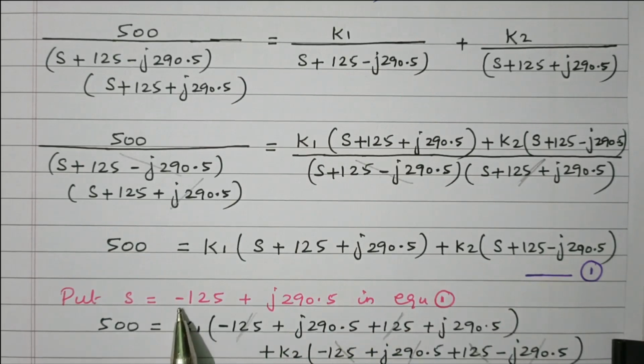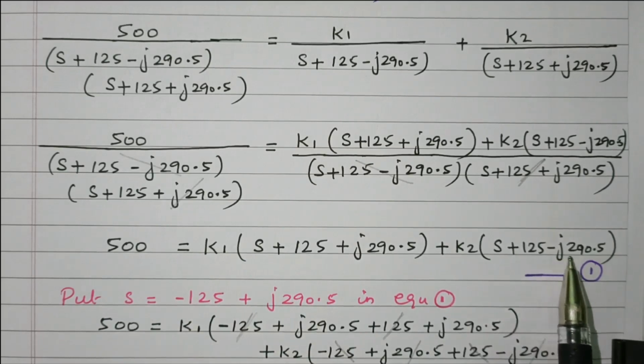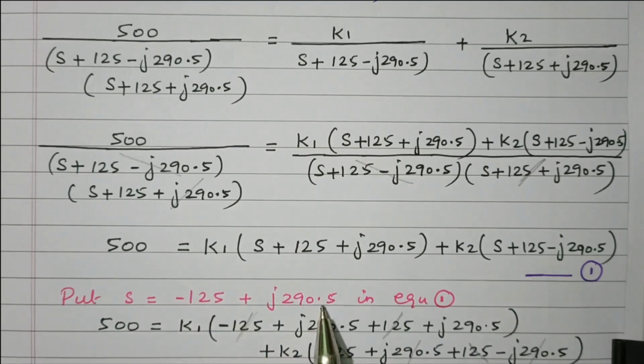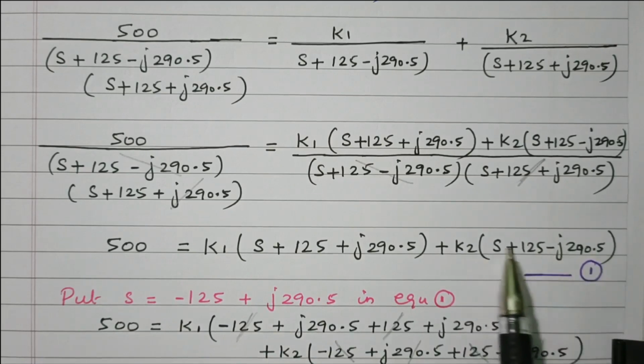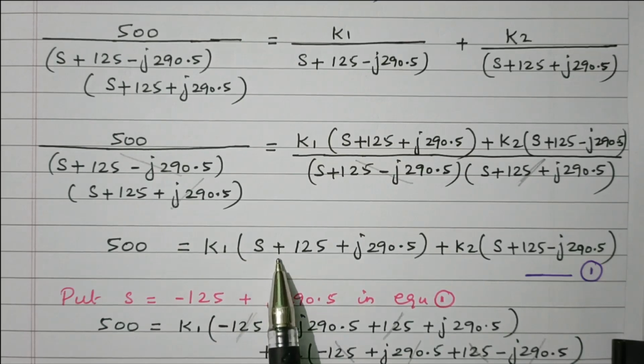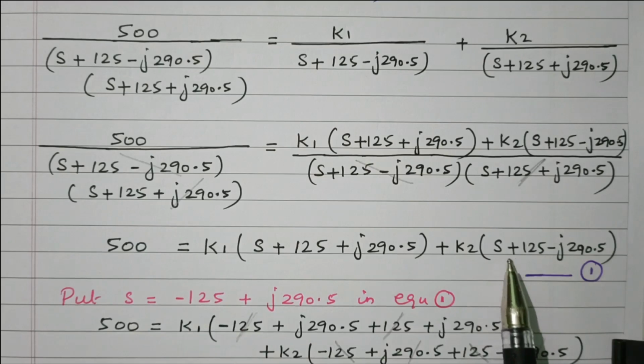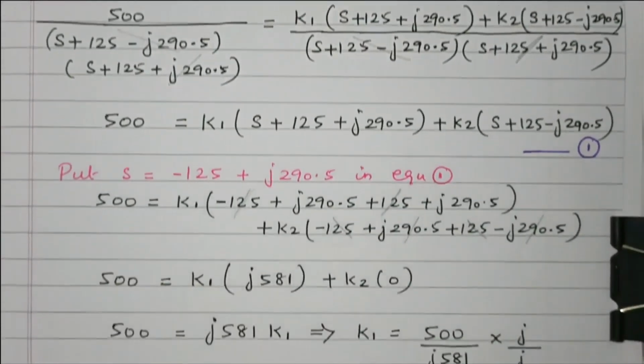If we substitute S equal to minus 125 plus J 290.5, see here the plus is available, plus 125 minus J 290.5, just opposite to that, minus 125 plus J 290.5. If you substitute that, the K2 term automatically gets cancelled, so that we are able to find K1. Similarly, if we substitute minus 125 minus J 290.5, this term gets cancelled, so that we are able to find K2. So this value is decided accordingly to cancel either K1 or K2. By substituting this value, the K2 term becomes 0.